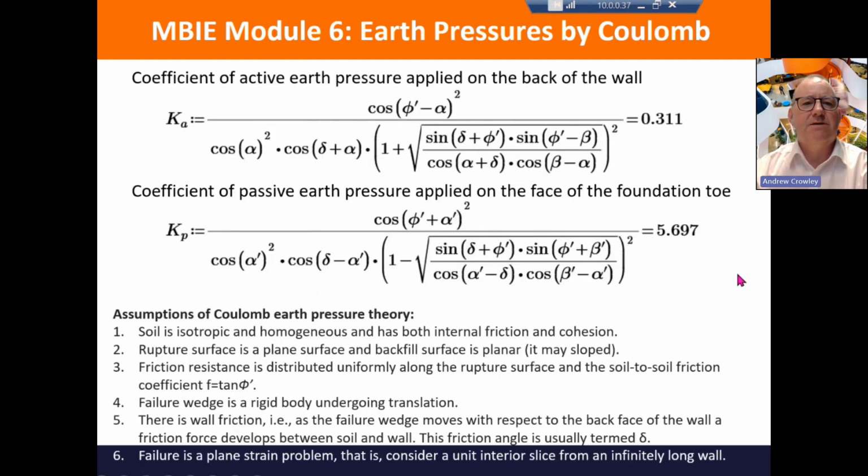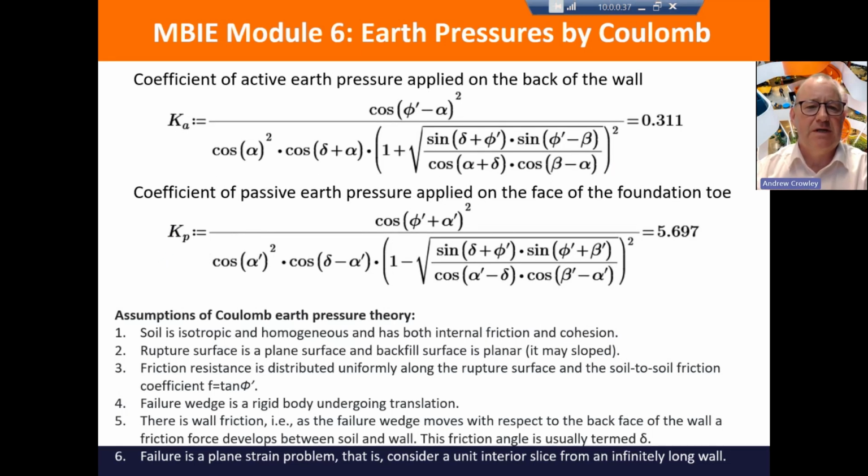And to get that, we use these formulas here. So the active pressure coefficient, Ka, is given by this formula. And that takes into account the angle of the ground and the angle of the back of the wall. Similarly, you've got the passive pressure coefficient, Kp.